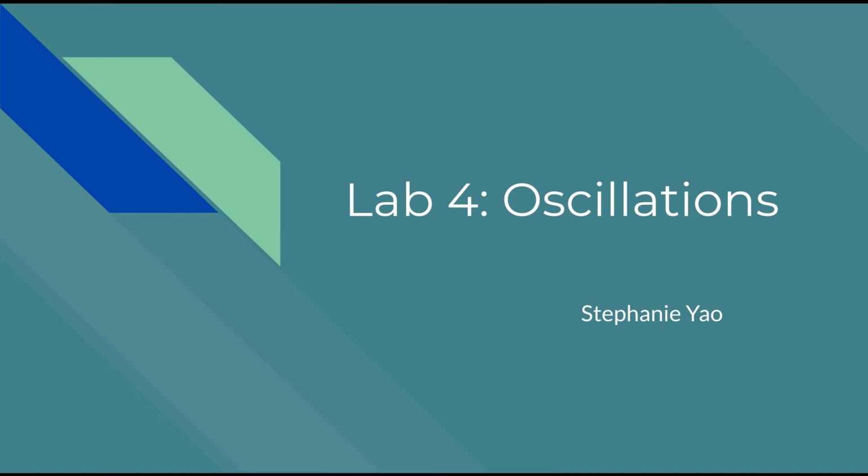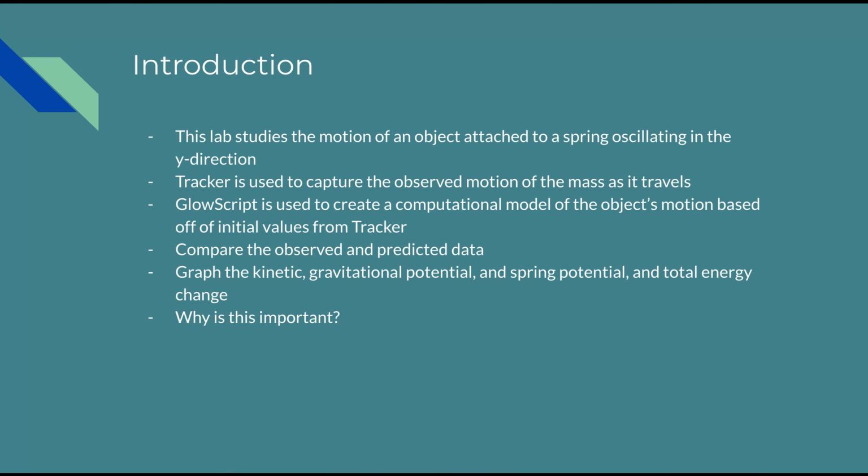This is my lab for a video presentation. This lab studies the motion of an object attached to a spring oscillating in the y direction. We use Tracker to capture observed motion and GlowScript to model predicted motion. Then we compare the observed and predicted data.